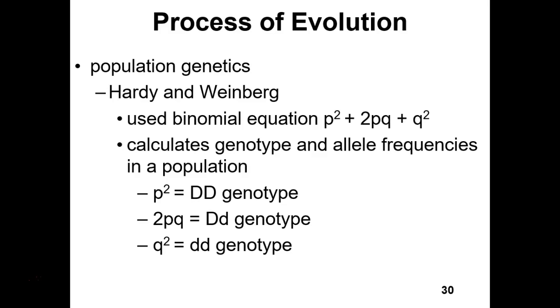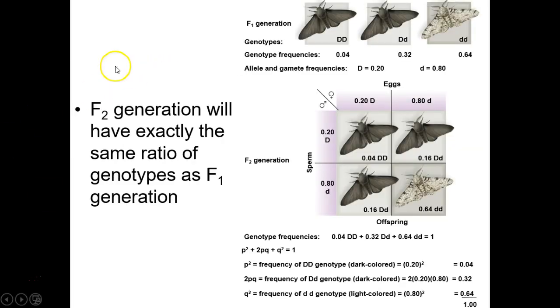P squared is the dominant genotype, so the number of dominant individuals, plus 2pq, so that is the number of heterozygous genotypes in a population, plus q squared, which is the number of recessive genotypes in a population. And that would equal 100% of the population for any given gene, which makes sense because all the dominants for one gene plus all the recessive plus all the heterozygotes would equal 100%.